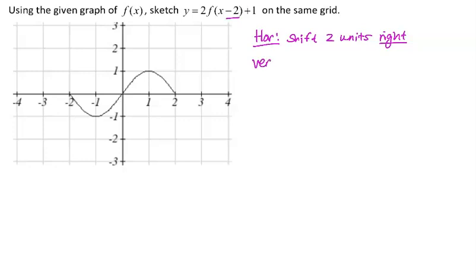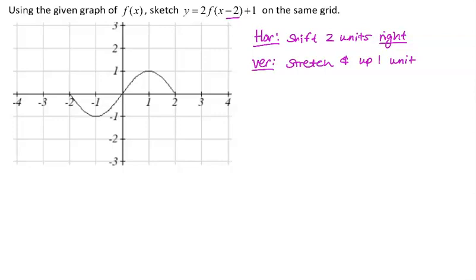So now let's look at what types of vertical changes have happened. Having the 2 out in front of our function, so things on the outside cause vertical changes, is going to give us a stretch by a factor of 2. And having the plus 1 at the end is going to go up 1 unit.